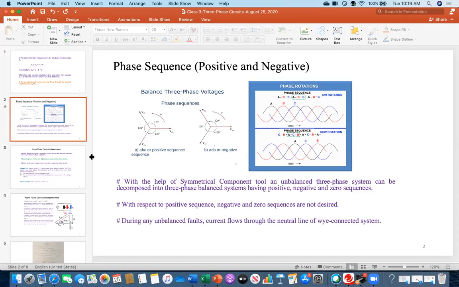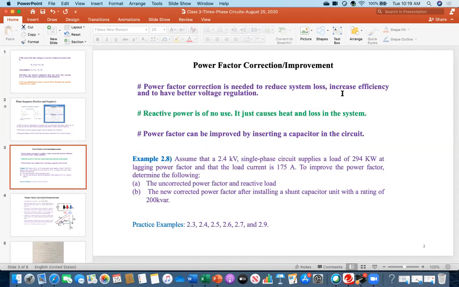Now, moving forward, one important thing: power factor correction or improvement. So everybody see in the homework set, the last problem number 6. From now on, everybody please listen to me carefully. And you see here, I will be solving a problem, example 2.8, and then you will be able to solve problem number 6. And I believe you all will be able to solve 1 through 5 after today's class.